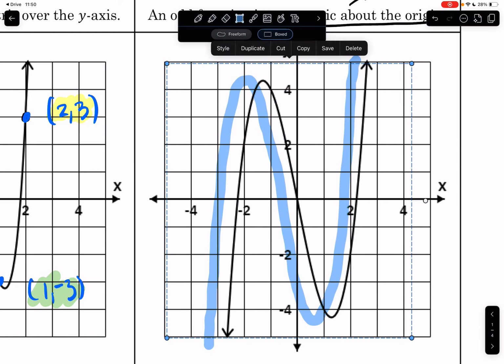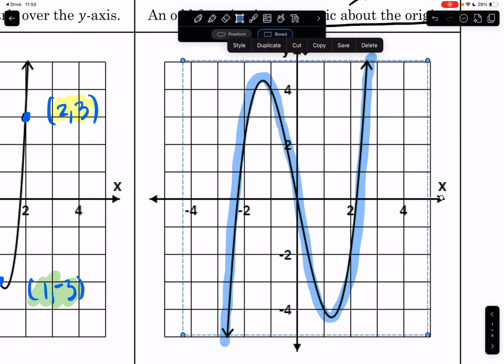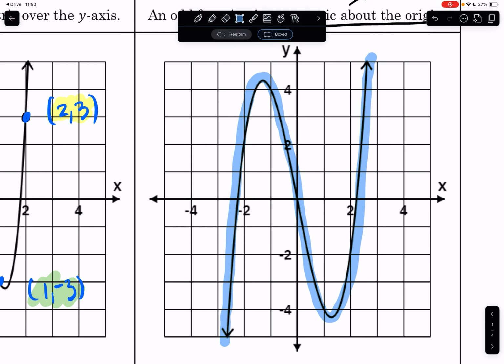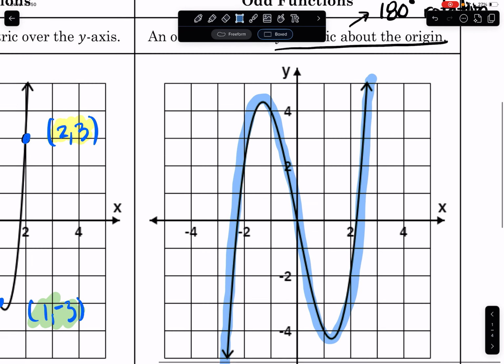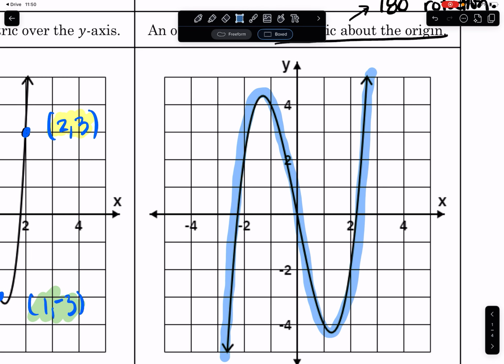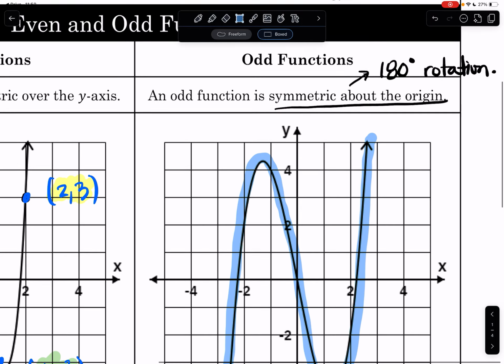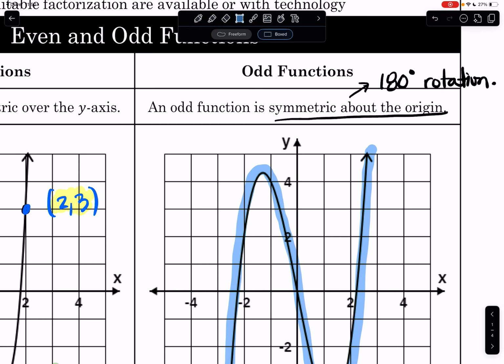See another 180 degrees. Let me just put it over. Notice that the graph matches exactly to its original one. This is something that is symmetrical through the origin. It's equivalent to simply rotating it 180 degrees and the graph matching again to the original one. When we have a type of symmetry like this, that means that we have an odd function.